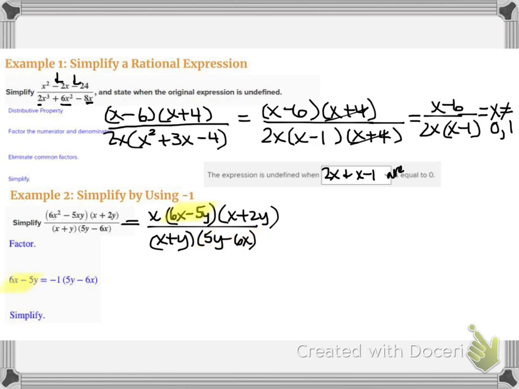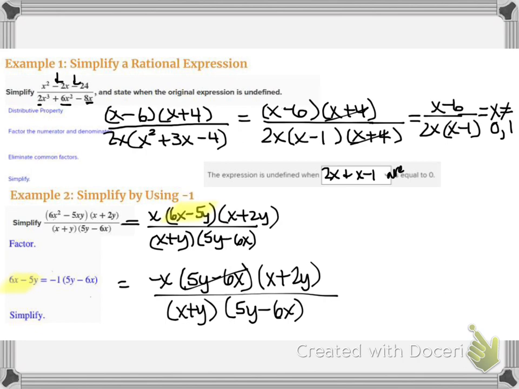Working with my numerator, I'm going to factor out negative 1 and rewrite. Notice how I switched orders as well. So rewrite this term. Here's the first step. I took out -1, changing the sign of 6x, changing the sign of 5y. Then I just flipped them like this. Let's rewrite that numerator. We have x, but we have to multiply it by -1 now. So I have -x times 5y minus 6x, and then everything else copies.